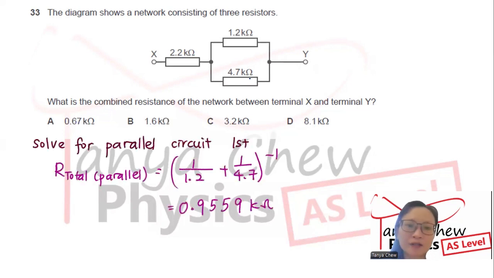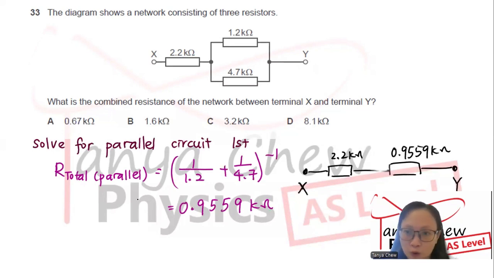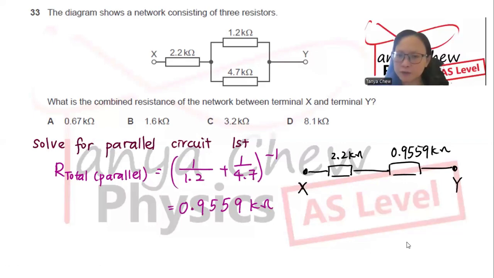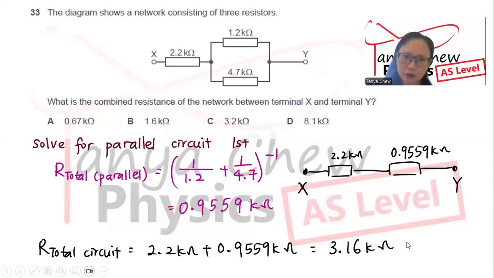So solve for the parallel circuit first. R total for parallel is 1 over 1.2 kilo ohm plus 1 over 4.7 kilo ohm, and invert that. So you get 0.9559 kilo ohm. So this is a simplified circuit. And all you need to do, because 2.2 kilo ohm and 0.9559 kilo ohm are connected in series, therefore, solve for series. The R total will be just the addition of these two, which is 3.16 kilo ohm, or you round it off to 3.2 kilo ohm. That's the answer.